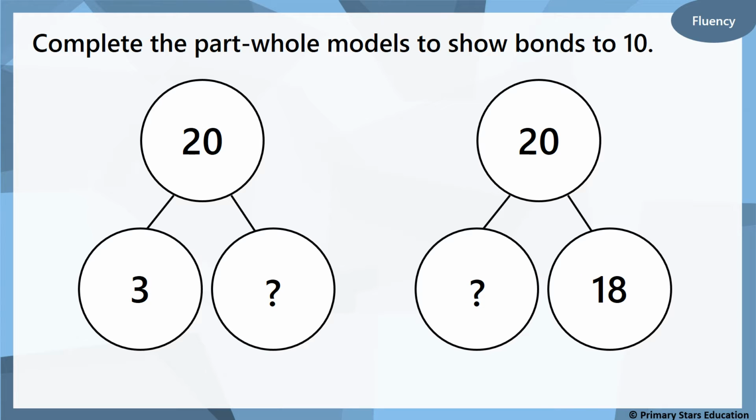What about these ones? What adds to 3 to make 20? And what do we need to add to 18 to make 20? Pause me. Okay, did you have a good go at writing these down? Let's check then. What adds to 3 to make 20? It's 3 add 17 equals 20. And which other number makes a number bond to 20 with 18? It's 2 and 18.